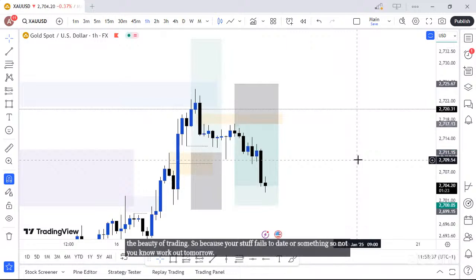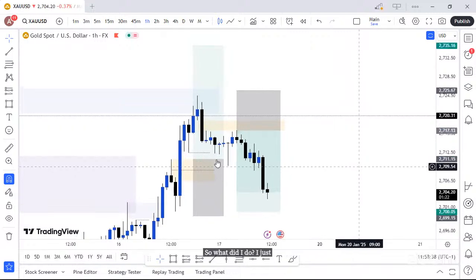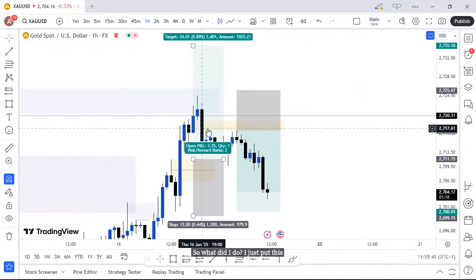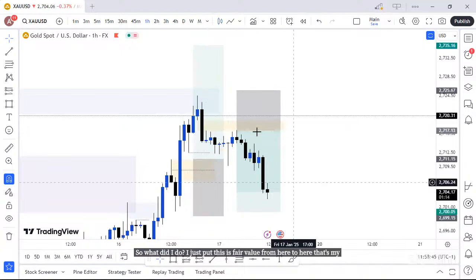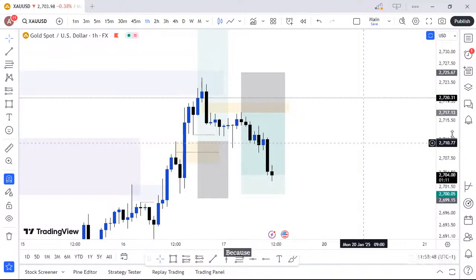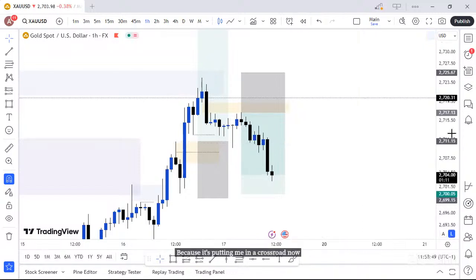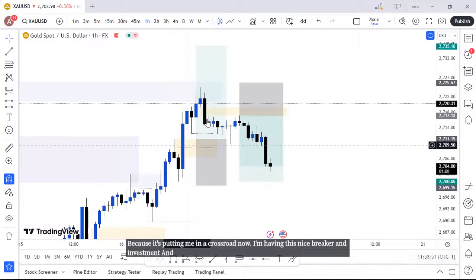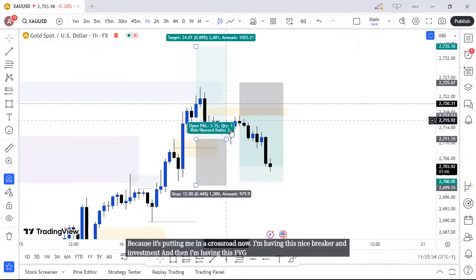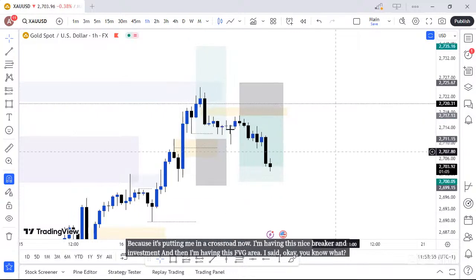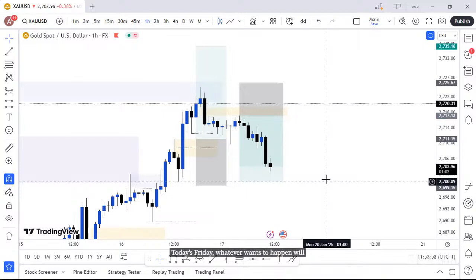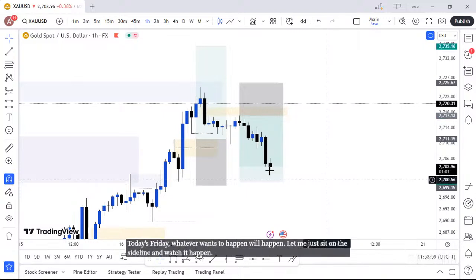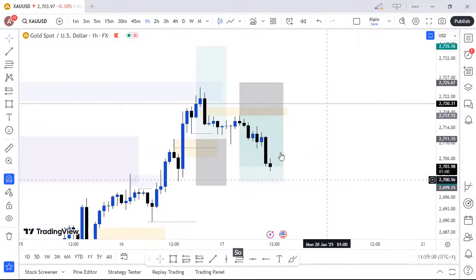So what did I do? I just put this fair value gap from here to here. That's my area of interest. I said, let me see what price wants to do, because it's putting me at a crossroad now. I'm having this nice breaker and inducement, and then I'm having this FVG area. So I said, okay, you know what? Today is Friday. Whatever wants to happen will happen. Let me just sit on the sideline and watch it happen.